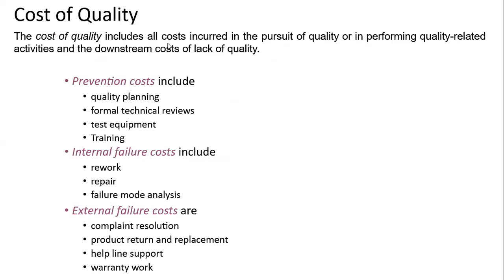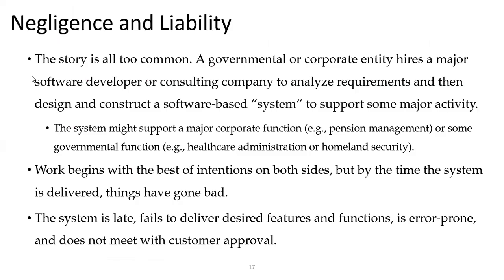The cost of quality includes all the costs incurred in the pursuit of quality or in performing quality-related activities, and the downstream cost of lack of quality. The prevention costs include quality planning, formal technical review, and test equipment training. Next is the internal failure cost, which includes rework, repair, and failure mode analysis. Third, the external failure costs are complaint resolution, product return and replacement, helpline support, and warranty work.